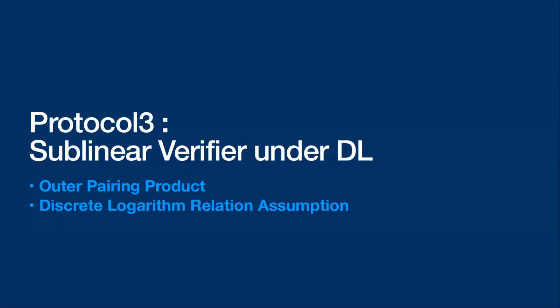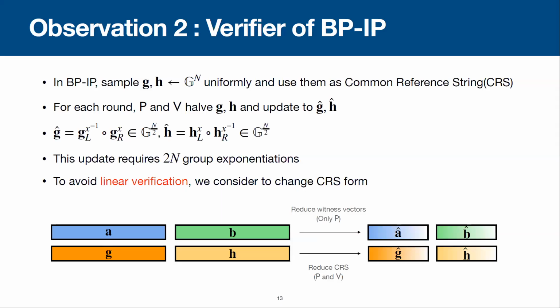Next, protocol 3, sublinear verifier under the discrete log assumption. This is the observation of BPIP with respect to the verifier. In BPIP, we sample G and H uniformly and use them as the common reference string. For each round, the prover and verifier have group elements G and H and update to G hat, H hat following the formula. This update requires 2n group exponentiations, which is linear. To avoid linear verification, we consider changing the CRS form.